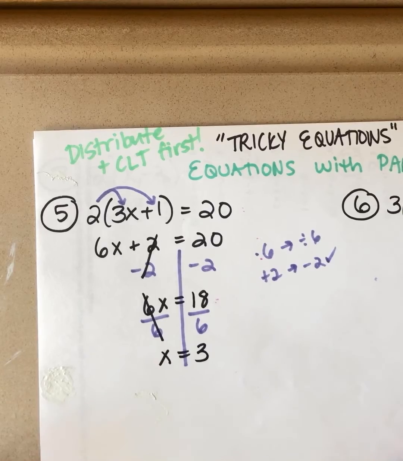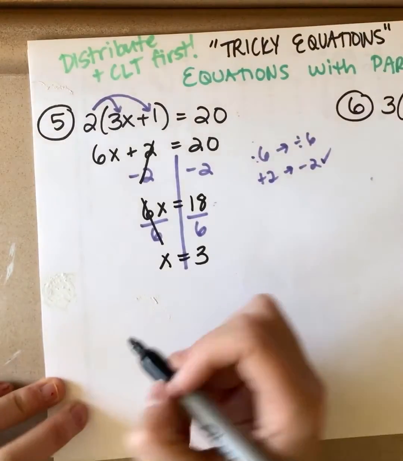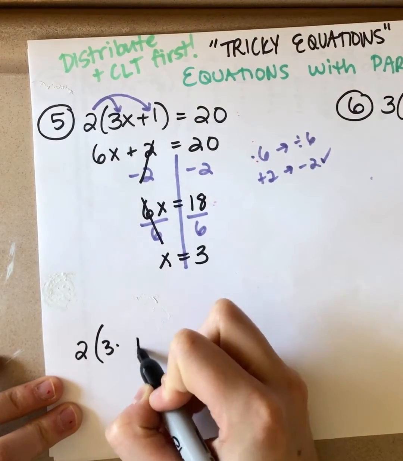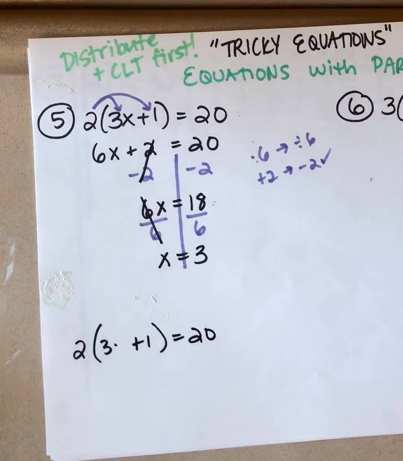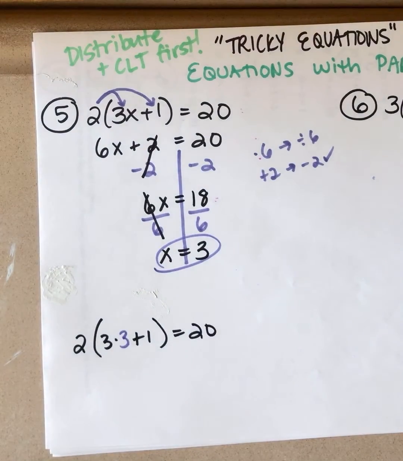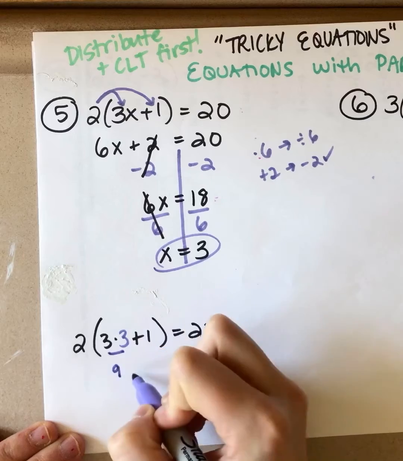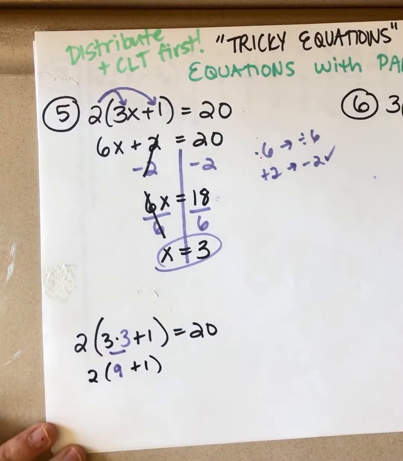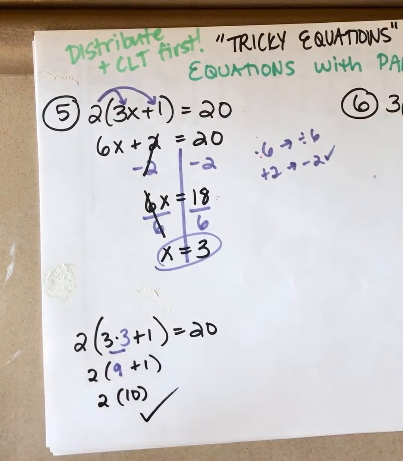Because this is a challenging equation, I'm going to do a quick check here at the bottom. I'll plug in 2 times 3 times my number plus 1 should equal 20. So 2 times 3 times 3 was my answer. Should equal 20. I know I should start inside the parentheses. 3 times 3 is 9. Plus 1 times 2. 9 plus 1 is 10 times 2. That's 20. I got it right.